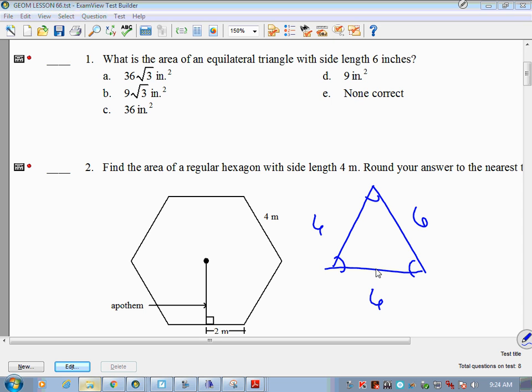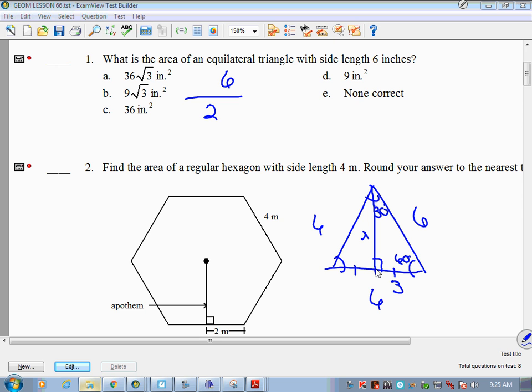60 degrees. I'm going to create a perpendicular line, because whenever we're finding the area of a triangle, we're doing base times height divided by 2. What is the base of that triangle? 6. I need to find the height of the triangle. Whenever I split that, this became a 30, 60, 90 triangle. What would happen to that base with that perpendicular line? Divides it by 2. What's 6 divided by 2? 3.